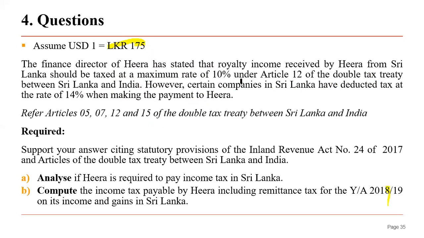We will come back to this when we are analyzing the question, because the finance director is saying that the tax at the maximum rate is 10% as per the DTA. We know that the DTA says 10%, no worries. But Hera is having a PE, no? I will explain it in the answer. Because Hera is having a PE, we can't directly take it as a royalty under withholding. So we'll go to the answer, whether we need to justify that what this finance director says is correct or wrong.